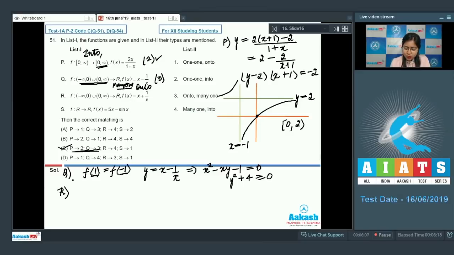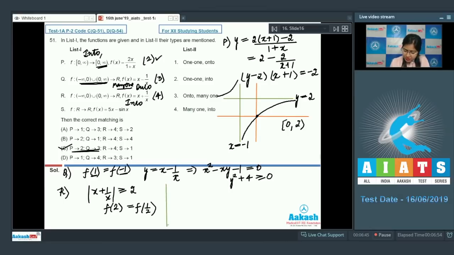It says that f(x) is equal to x plus 1 by x. Now we know that mod of x plus 1 by x is always greater than or equal to 2, right? So its range is not equal to codomain, which means that it is an into function. Also it can be seen that f(2) is equal to f(1 by 2). So it's a many-1 function, right? So it's a many-1 into function, which means that option number 4 is the correct choice.